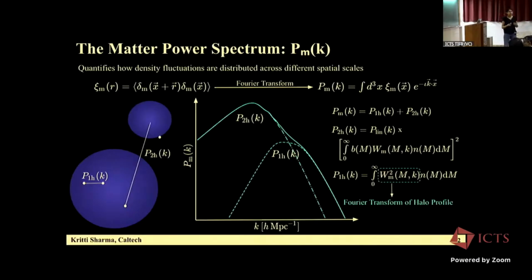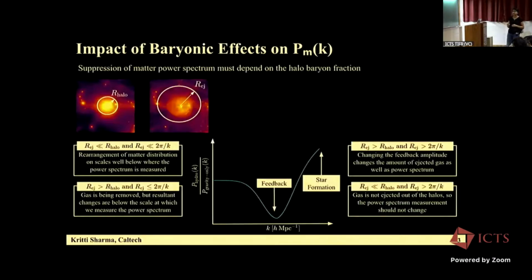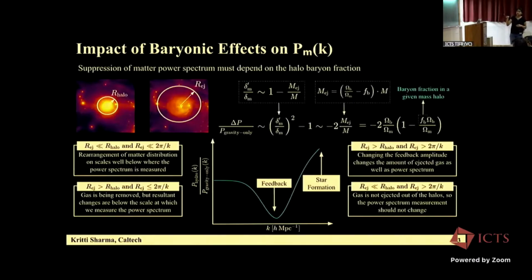For feedback, you would expect it to impact the matter power spectrum at these small scales, where the mass is being pushed out of the halos. Let's imagine this particular halo of size R halo, and once feedback kicks in, it pushes matter out to larger radii, let's say out to R ejected. Mathematically, you can write the change in matter overdensity, delta prime by delta, as approximately 1 minus the ejected mass over the halo mass, where the ejected mass is the baryon fraction in the universe, omega b by omega m, minus the baryon fraction in the leftover halo.